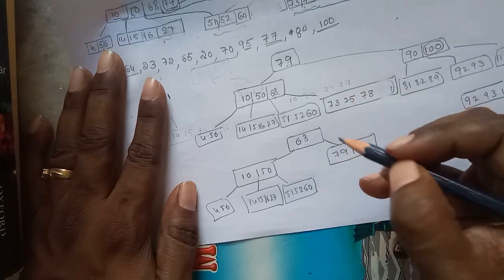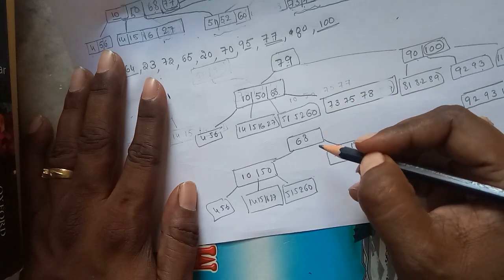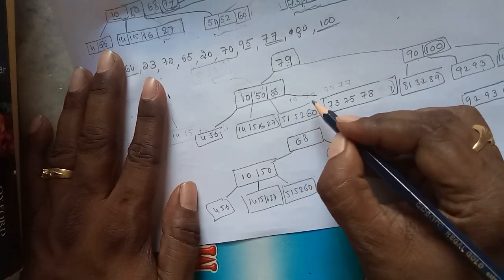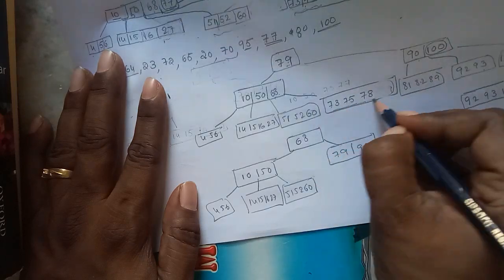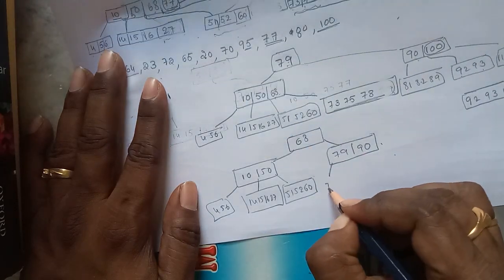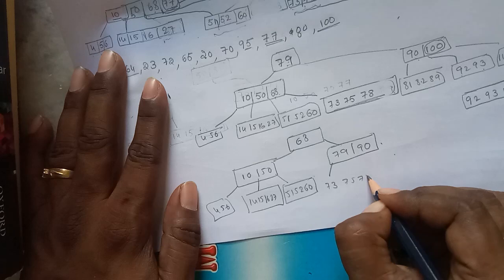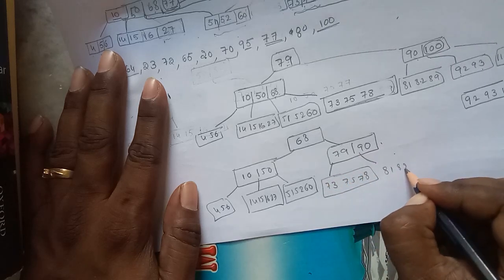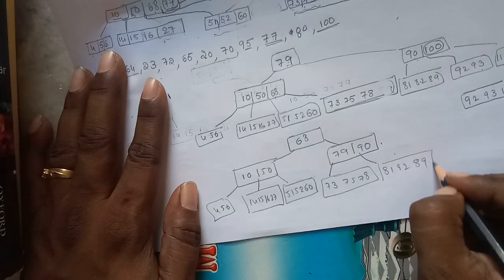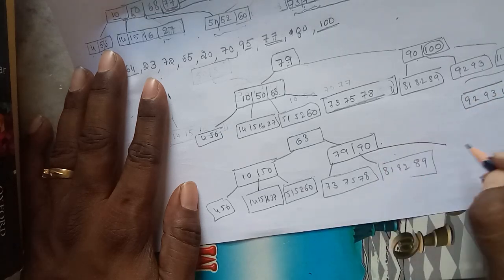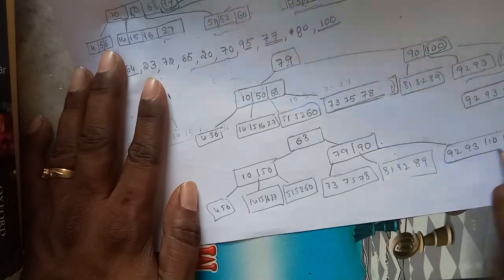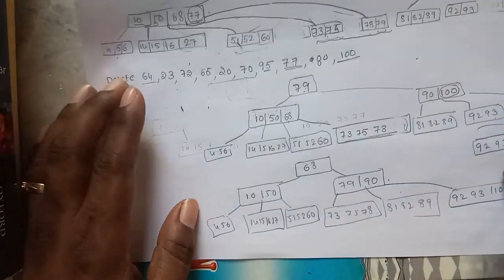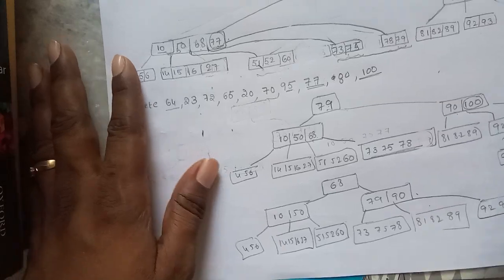And for 68, obviously this node becomes the left child: 73, 75, 78. Then 81, 82, 89. Already these two are merged, by merging 92, 93, 110, 111. Okay, see, all the cases are covered.